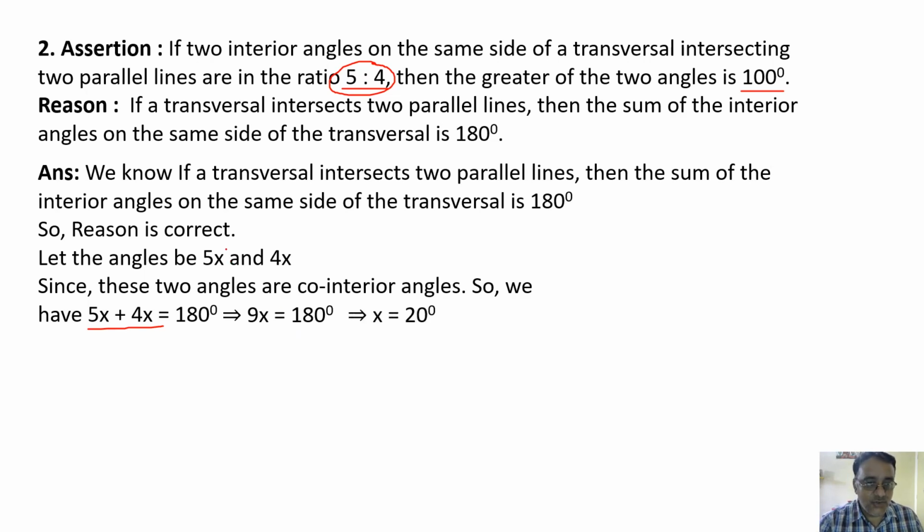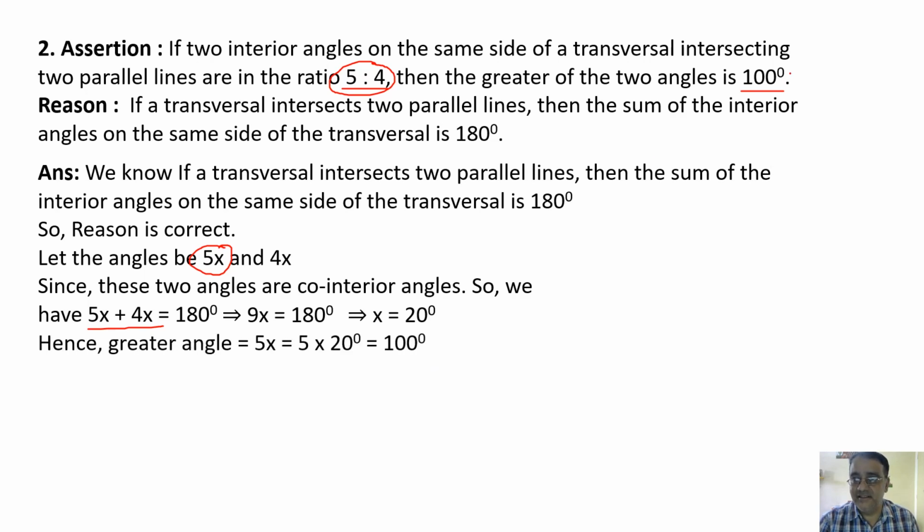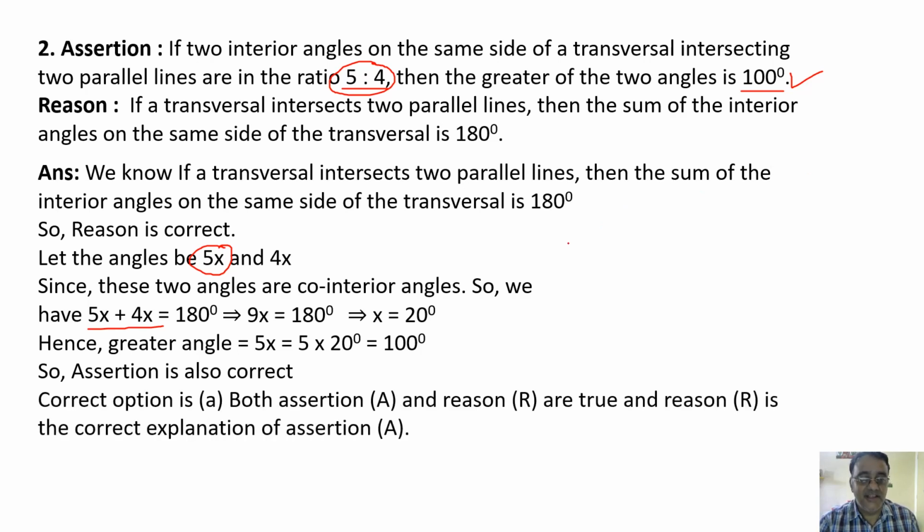So the greater angle will be 5x. So 5 into 20 is 100, and it is given 100 only in the question. So assertion is also correct, and the reason is the correct explanation of assertion. So which option is the correct one? Option A, right. That is, both assertion and reason are true, and reason is the correct explanation of assertion. Right. Now we are moving toward question number 3.